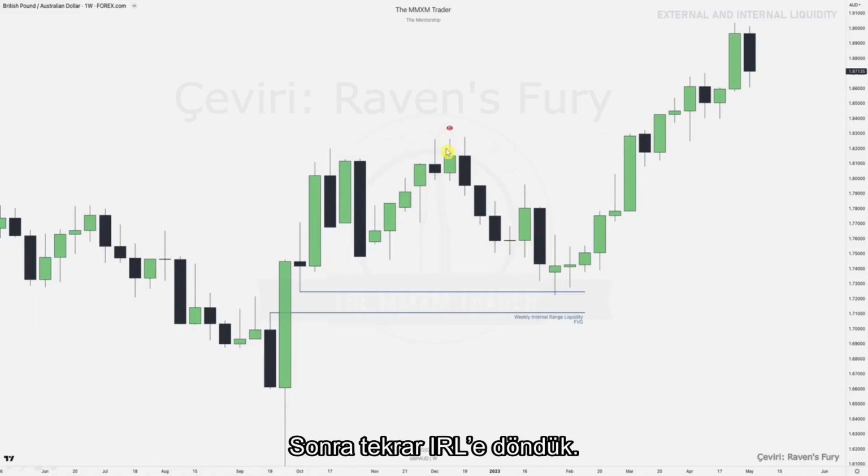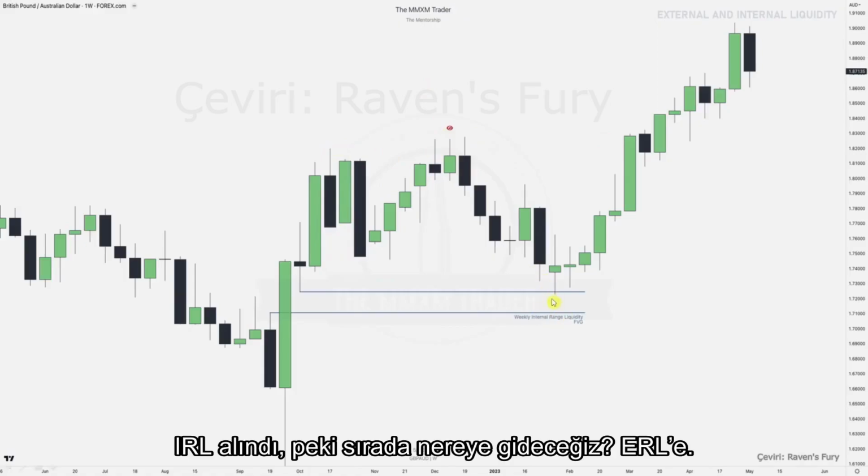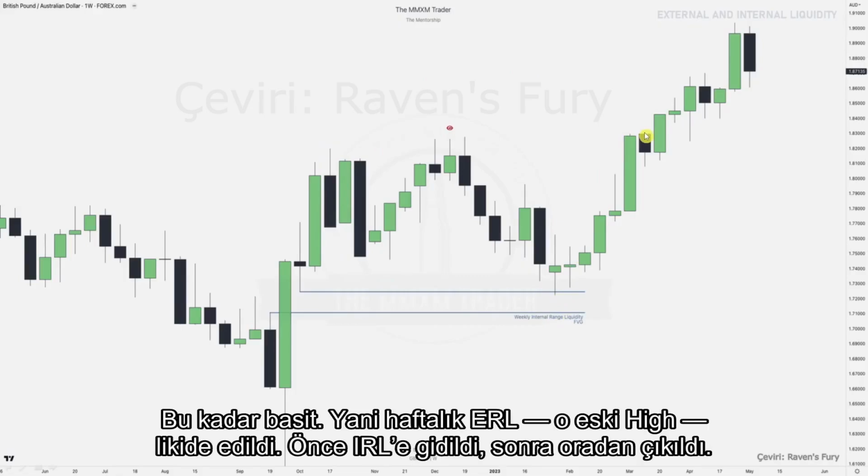It's as simple as that. External has been raided over here. We draw back into internal. Internal has been tagged. Where are we going to go? We're going to go to external. It's simple as that.